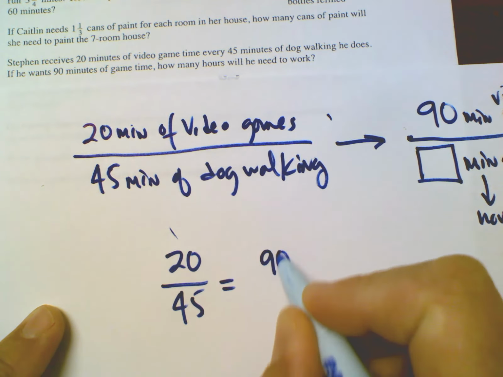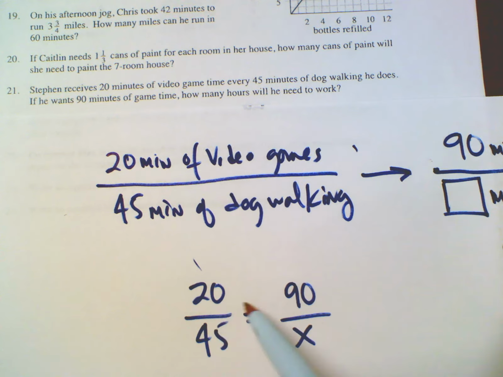So I'm setting up a proportion based on the information I have. I need to solve for X. Now, if it's nice, 20 times something is 90. That's not as easy to see. 20 times 4 is 80. I can get kind of close, right? Or I can look at this as a proportion.